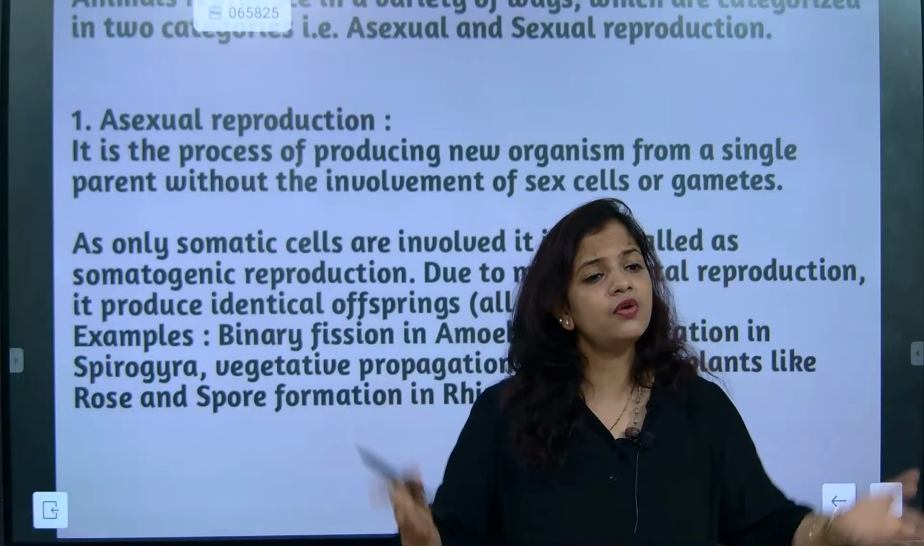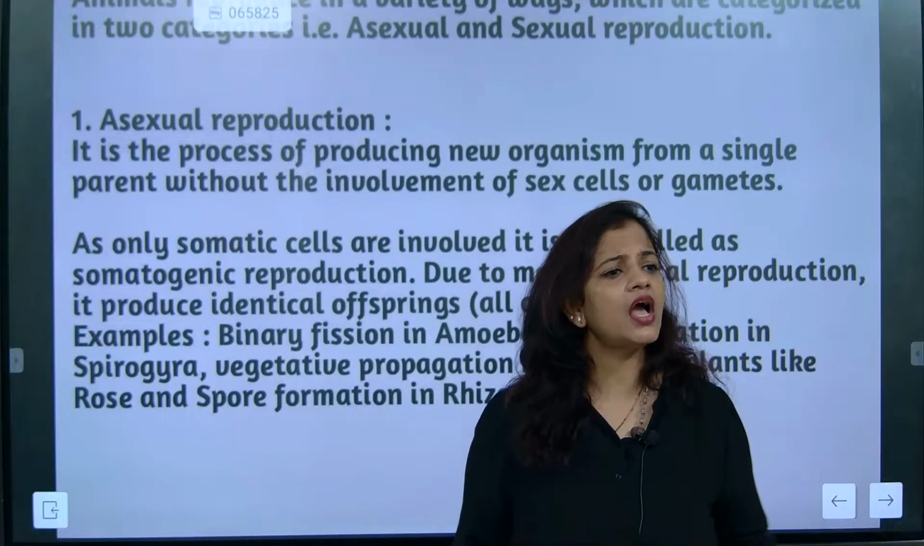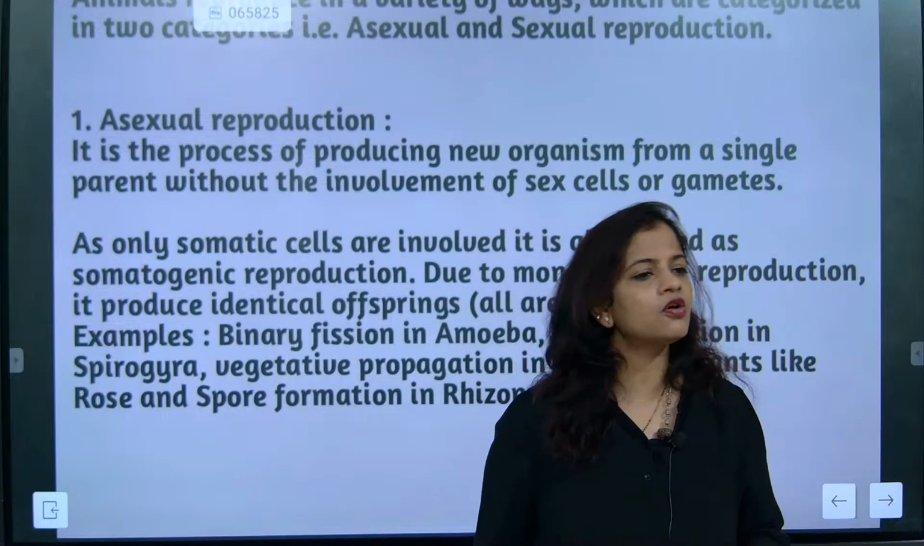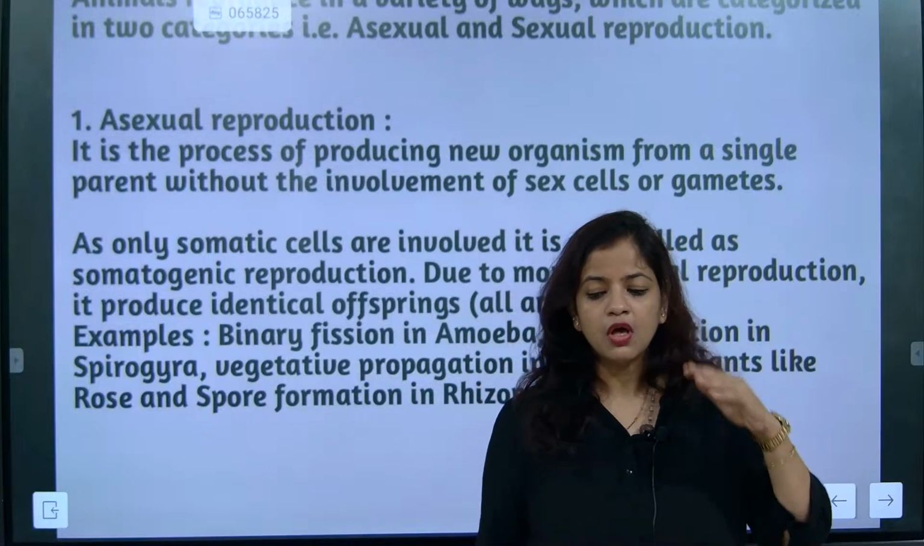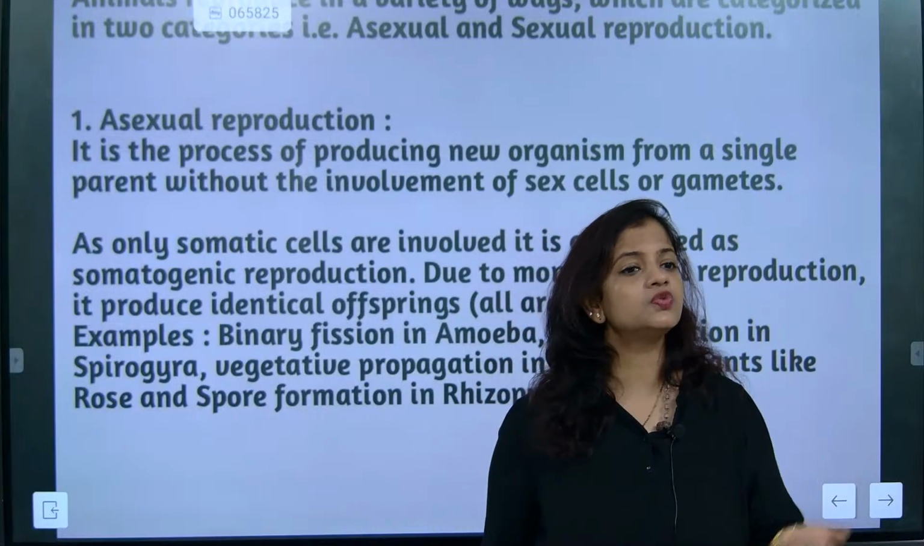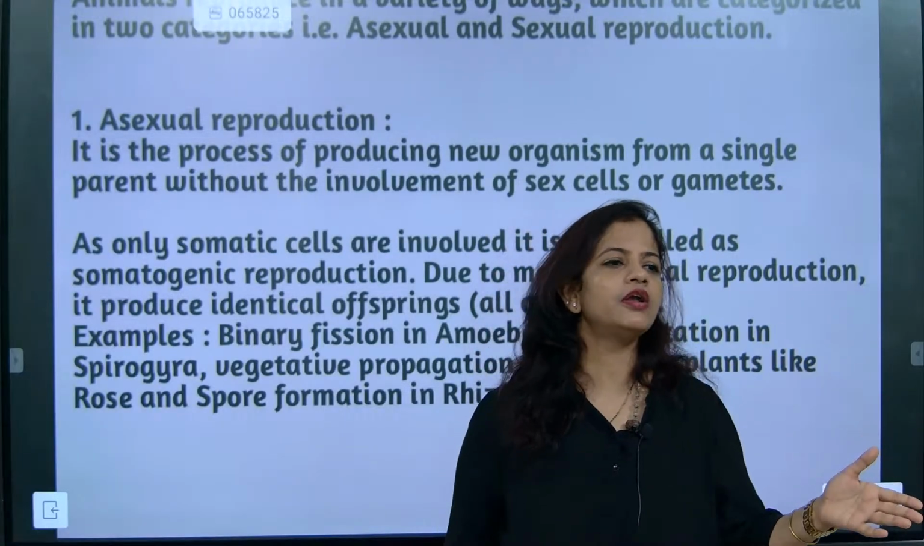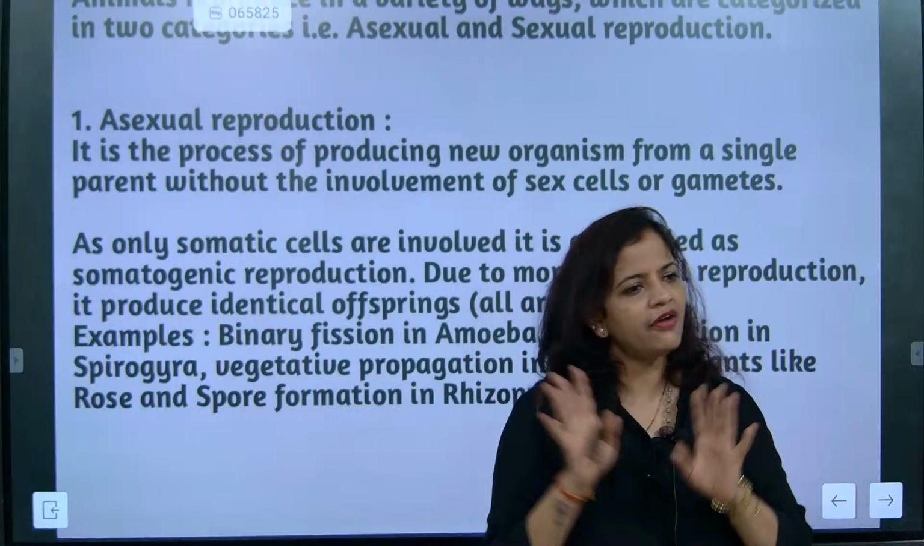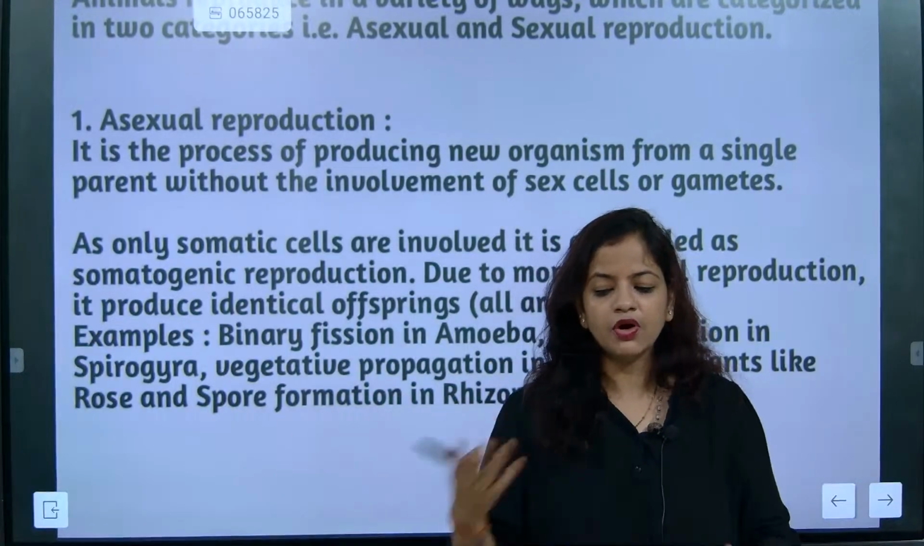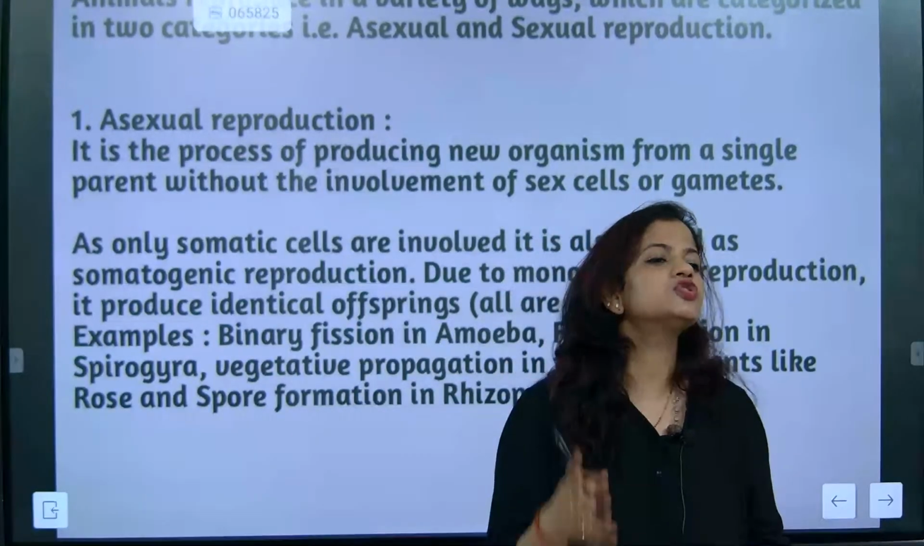Other than that, whatever body cells are there, they are called somatic cells. What are they called? Somatic cells. So we came to know that those cells which are not capable of reproduction are called somatic cells. They have DNA and everything, but what are they considered as, beta? Somatic cells.